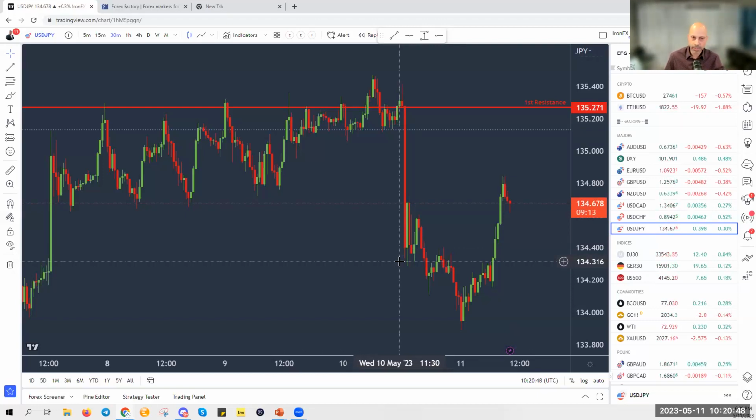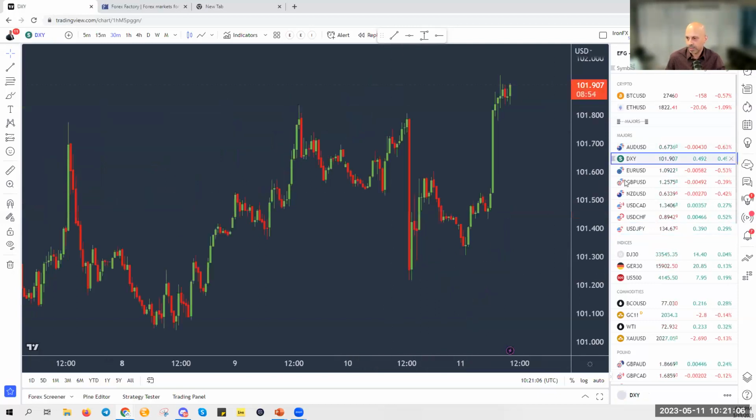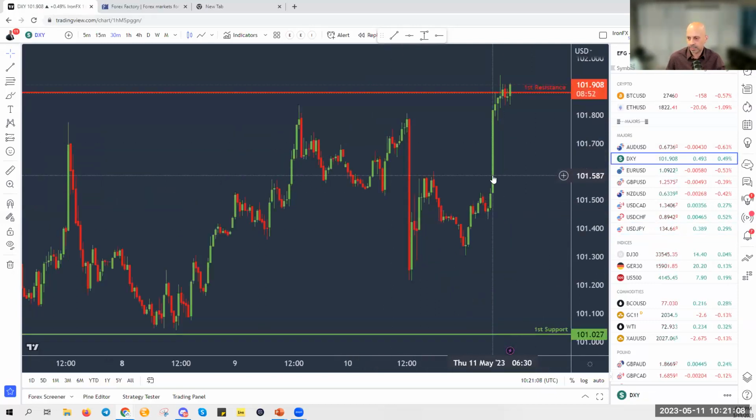The CPI data was printed mostly in line with estimates. So that is why we saw the currency pairs for the euro and the dollar yen react as such. And similarly, now we see at 6:30 a.m. GMT, we saw a big bid in for dollars, which caused the dollar index to rise.